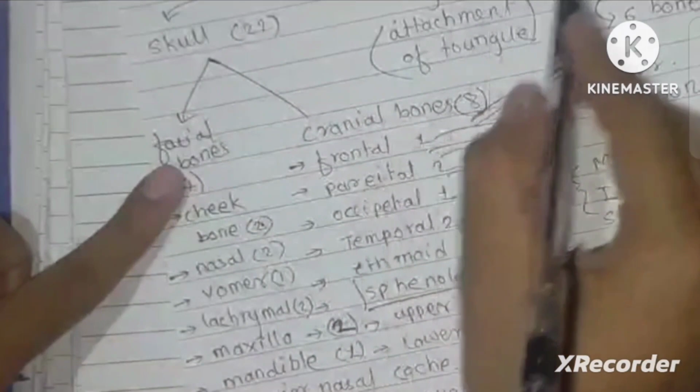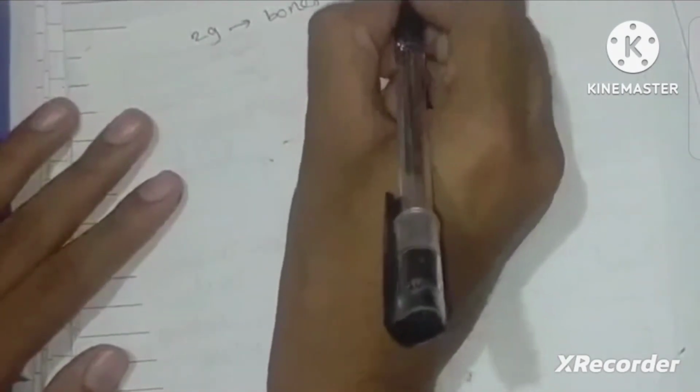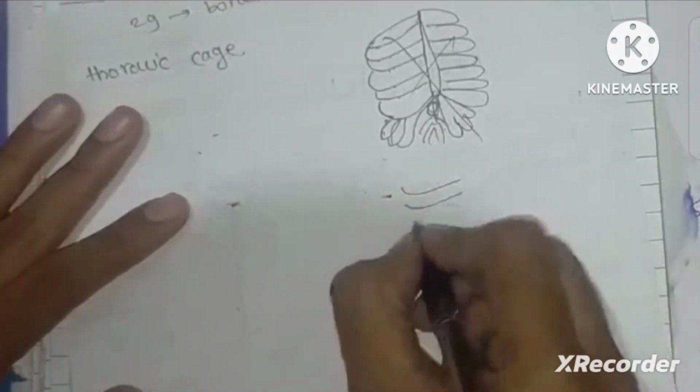So total 14 facial bones are covered. So skull bones are covered, that is 22 bones. 29 bones are present in head, which we have discussed. Then thoracic cage consists of total 25 bones.